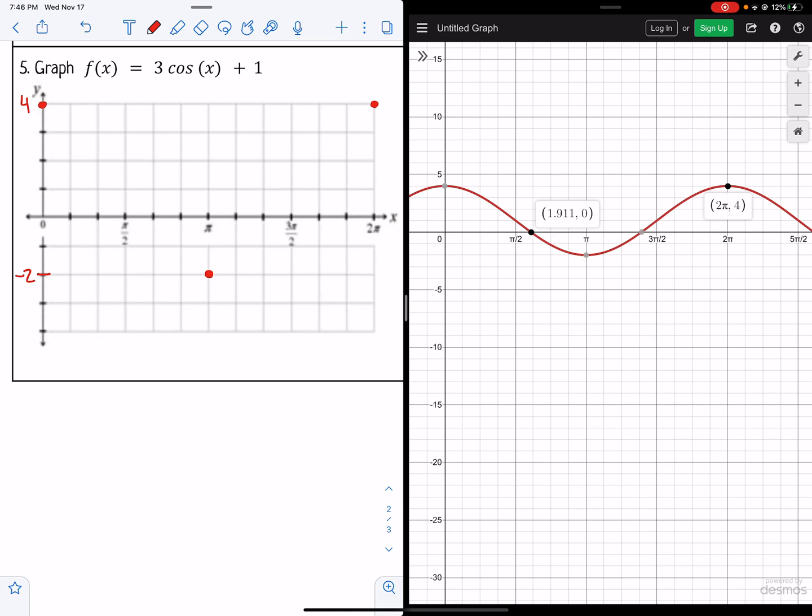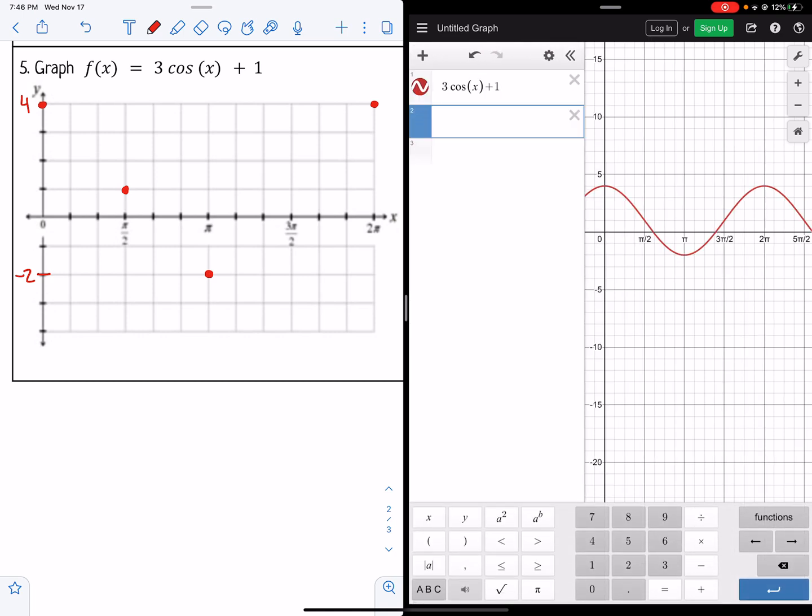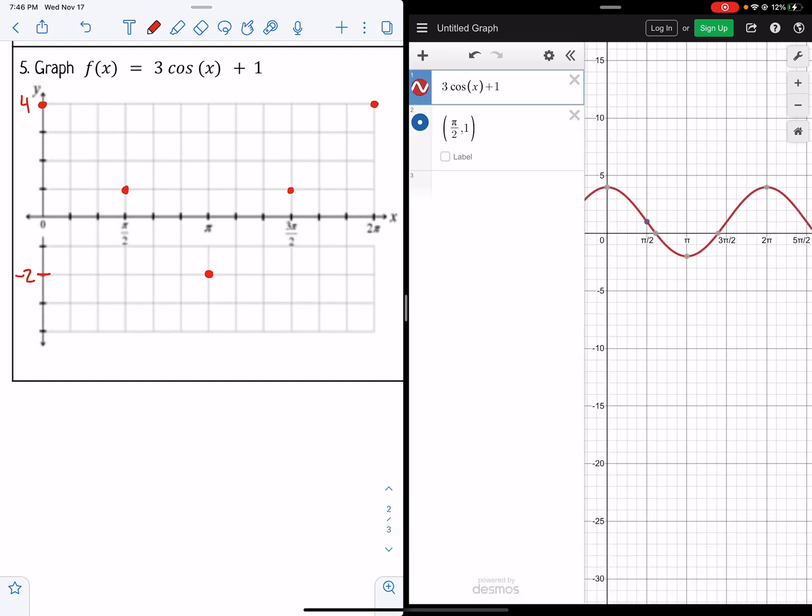So pi over 2 looks like it's just up like 1 box on my graph. I can just kind of see it right there. Let me show you how I got it. So I can see pi over 2 goes with 1. See how that dot matches on the graph? And then 3 pi over 2 also looks like it's at 1. And then 2 pi was back at 4. So now we have enough. This is a cosine graph, so I know it's supposed to look kind of like a U-shaped graph. Okay, so that's it for our practice quiz 14.